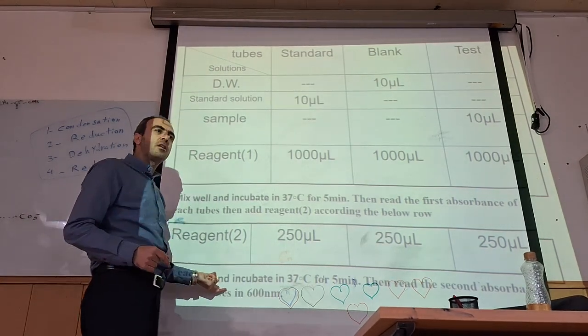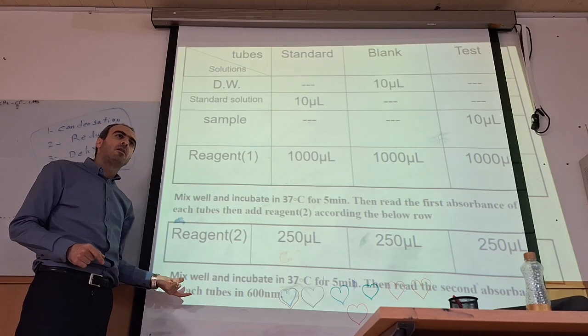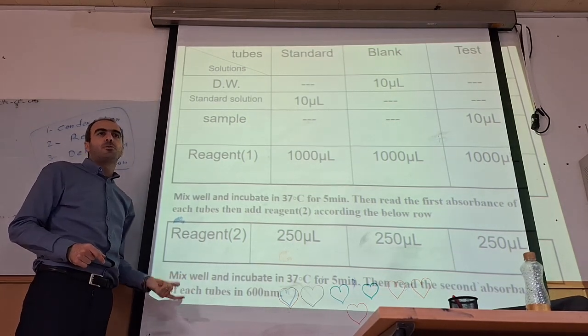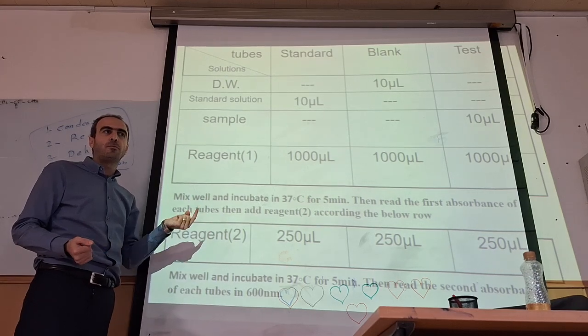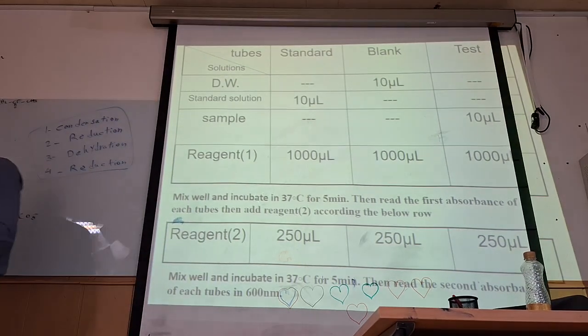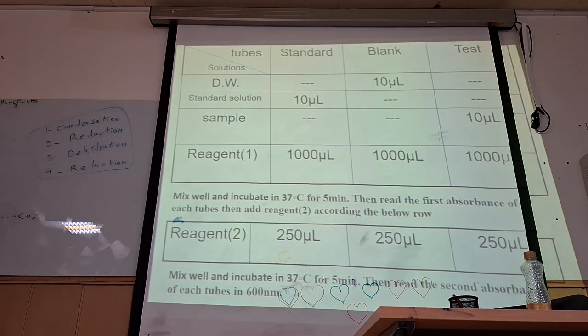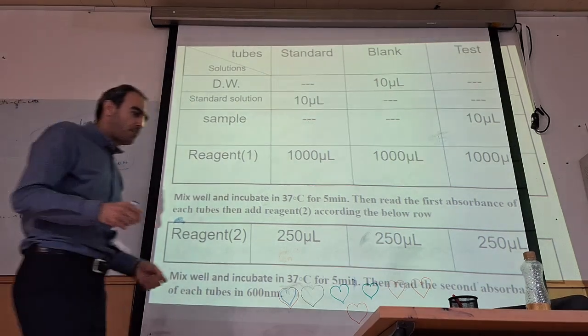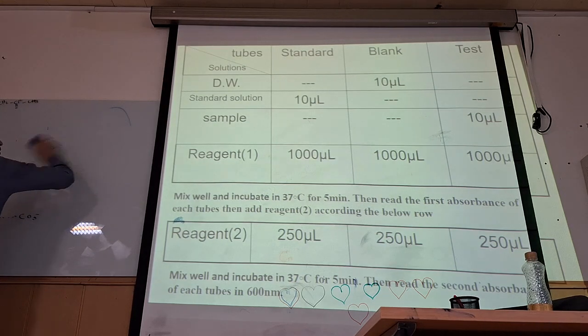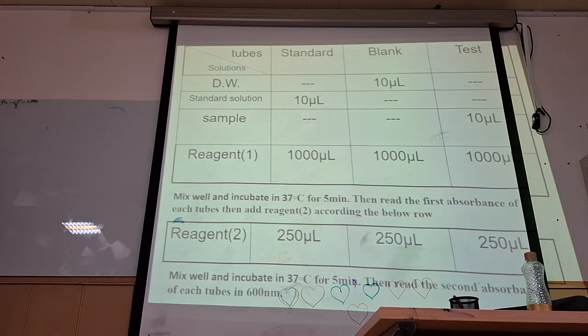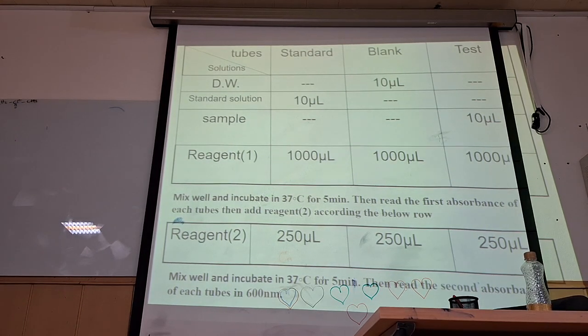And again, measure the absorbance. So we have 2 absorbances. Absorbance number 2, number 1. You have to calculate the delta absorbance. The total minus the first one.